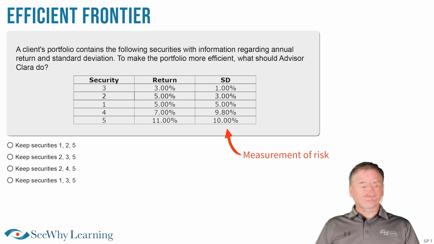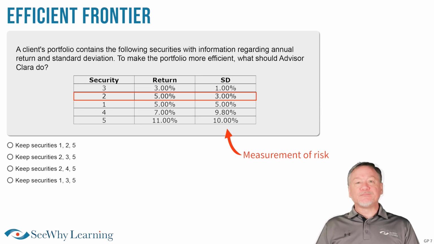Make sense? As we can see, Security 3 has a lowest standard deviation or risk with an SD of 1%, and it has an expected return of 3%. Security 2 is the next riskiest with a standard deviation of 3%, so it involves more risk, but at least the investor is rewarded with a higher expected return of 5%. So really nothing stands out for me so far.